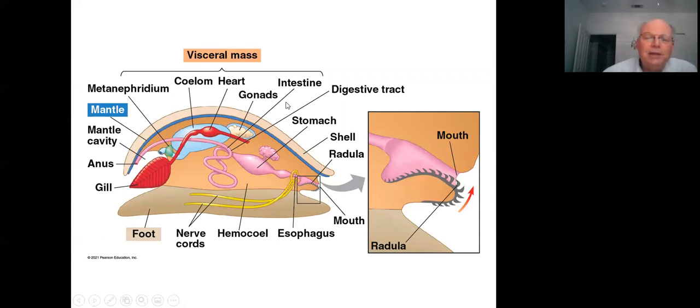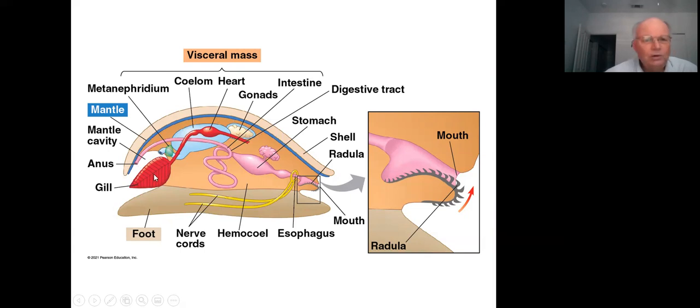So here you can see the major features of a typical mollusk, in this case a gastropod, a snail. So here's the foot used for crawling or digging, and in the case of some bivalves can also be used for swimming by wriggling it around. You can see that it's an open circulatory system. So you have a hemocoel, not a coelom, you have a hemocoel.